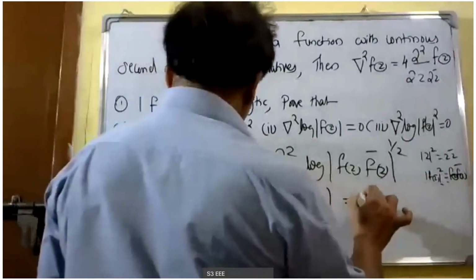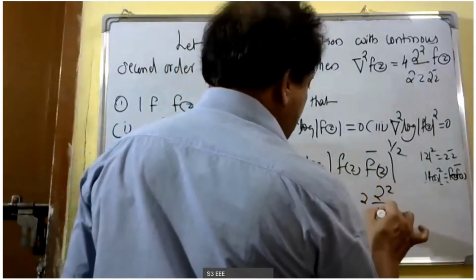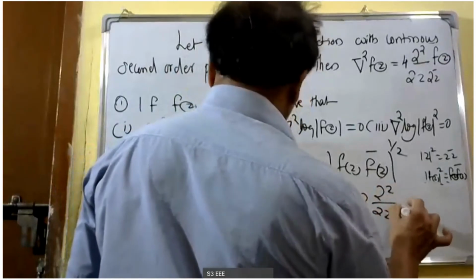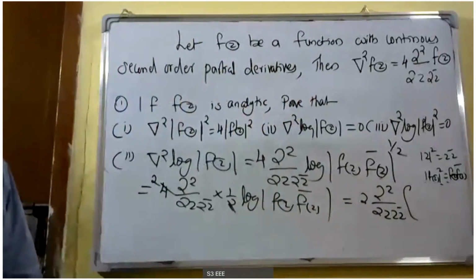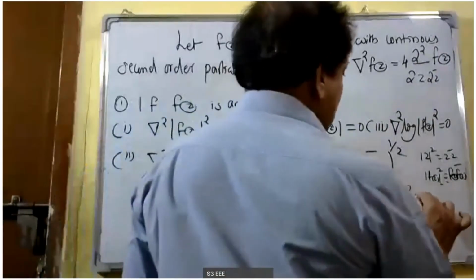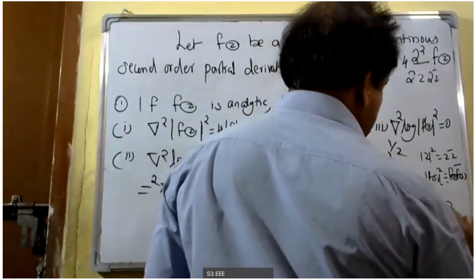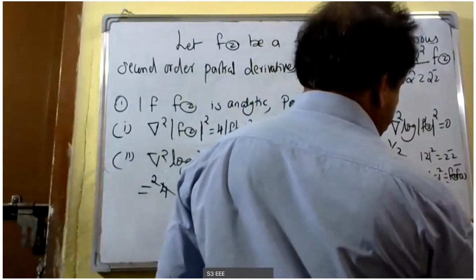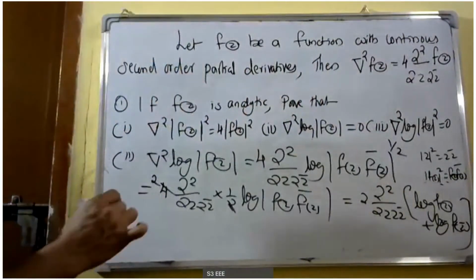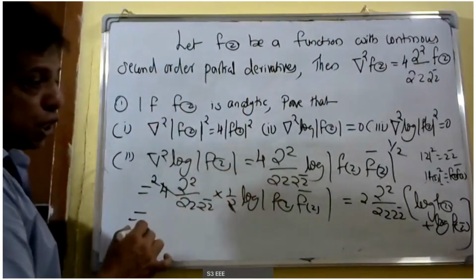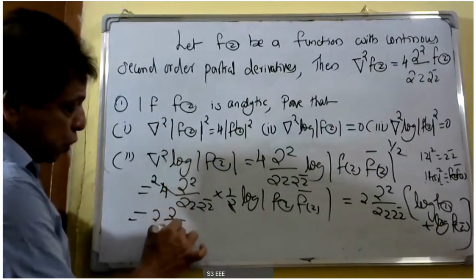This is equal to 2 into dou square by dou z into dou z bar into log AB. Log AB is equal to log A plus log B. Therefore, log f(z) plus log f(z bar). That is equal to, first we differentiate with respect to z bar.